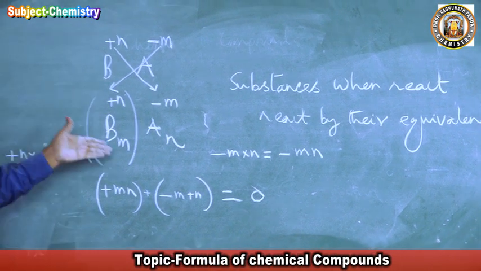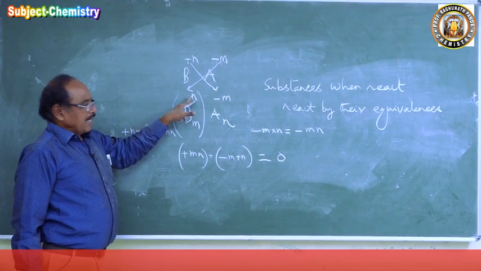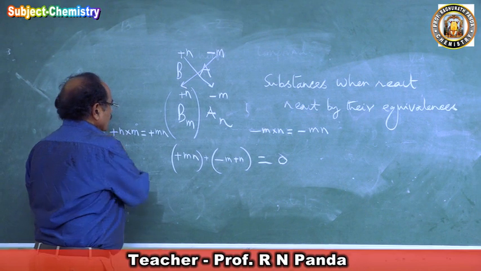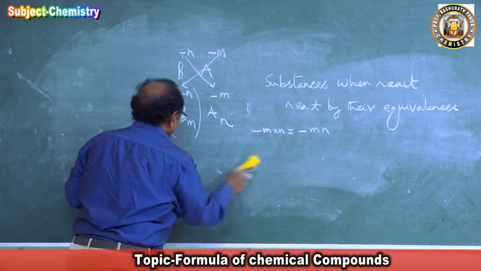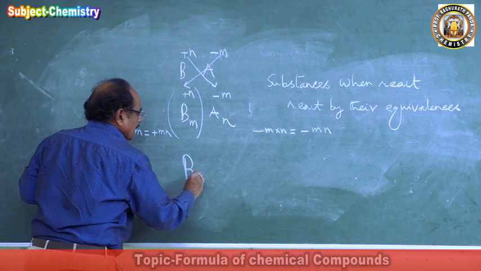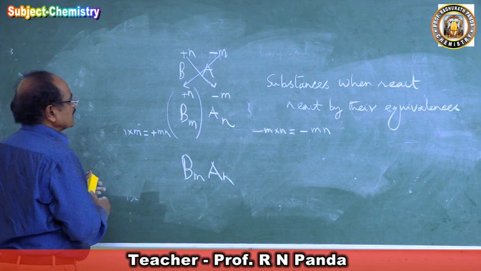So the total charge, we got the M here, total M plus N, and with all the M here, N here, so the formula of the compound will be now what? What is the formula of the compound? The formula of the compound will be BMAN.